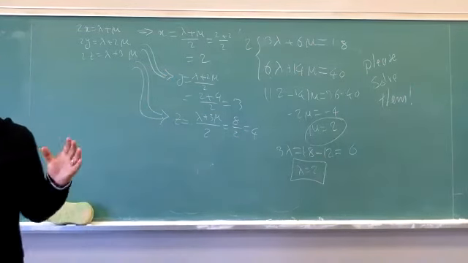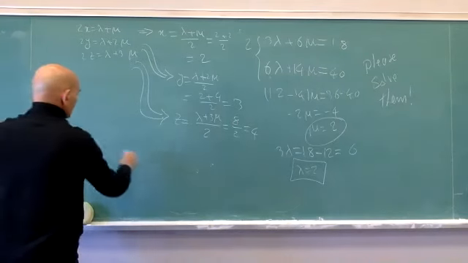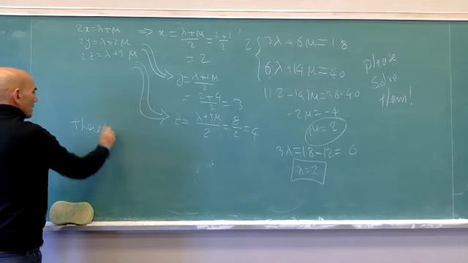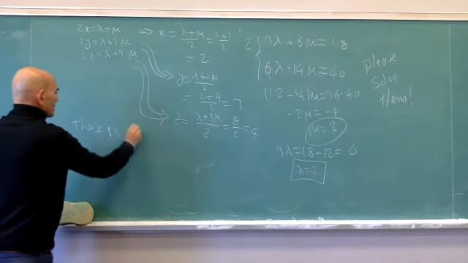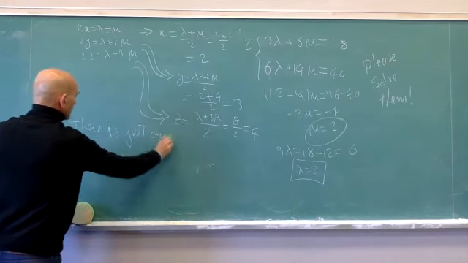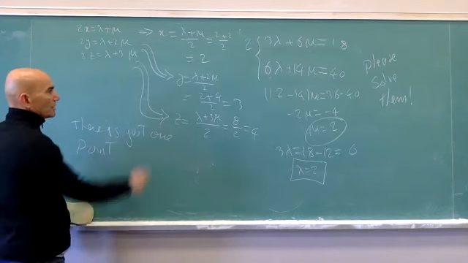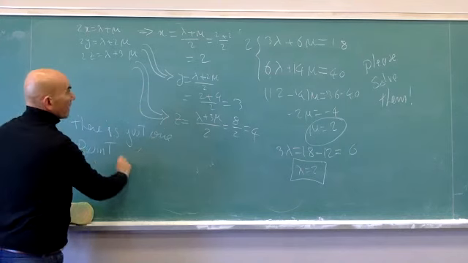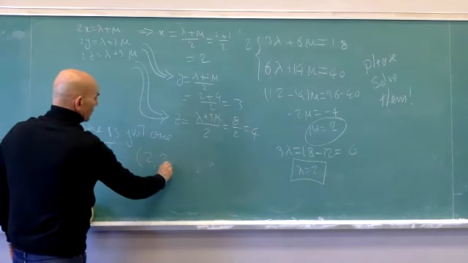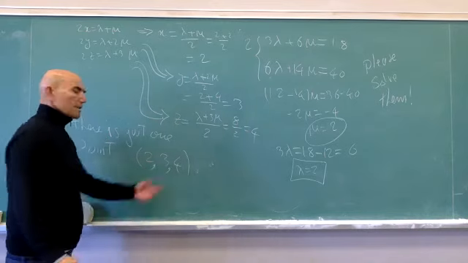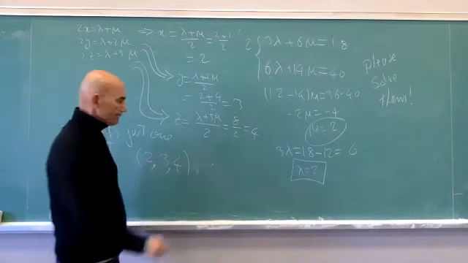So we have got this, so there's a unique point. There is just one point, which is, by the way, the point 2, 3, 4. This is closest to the origin.